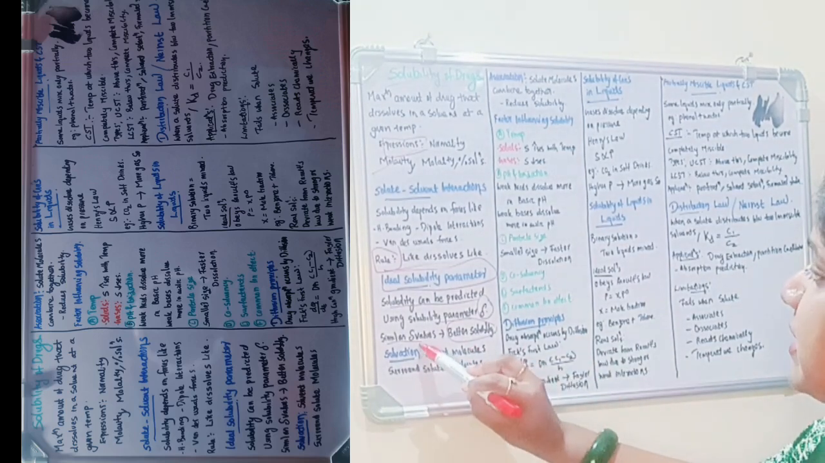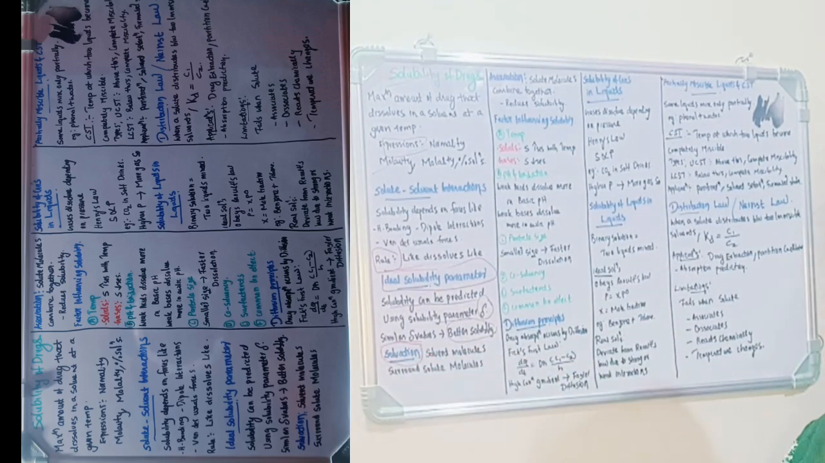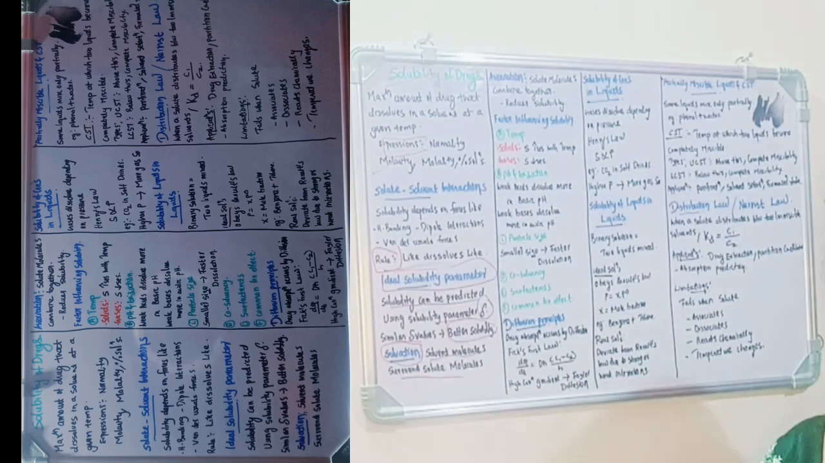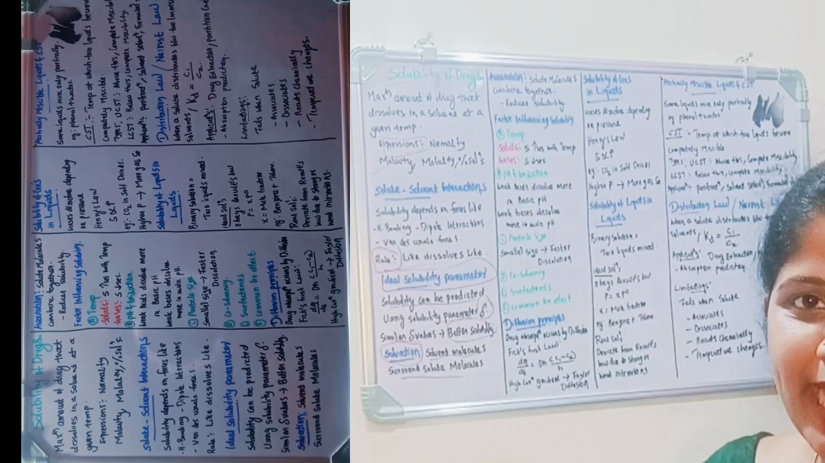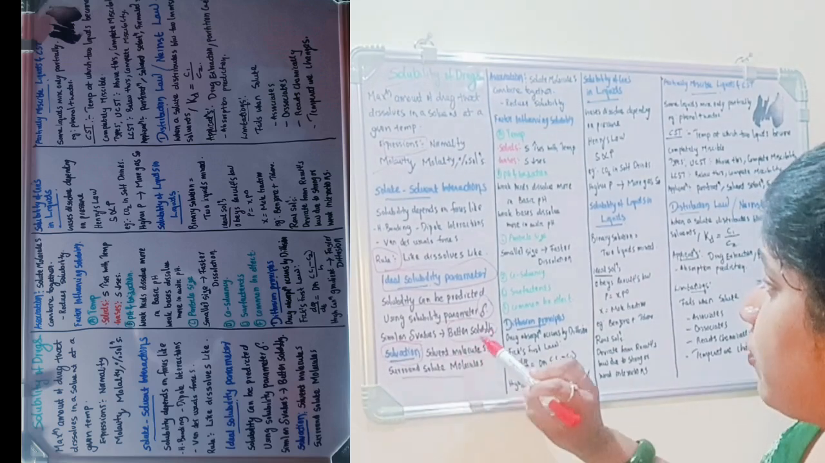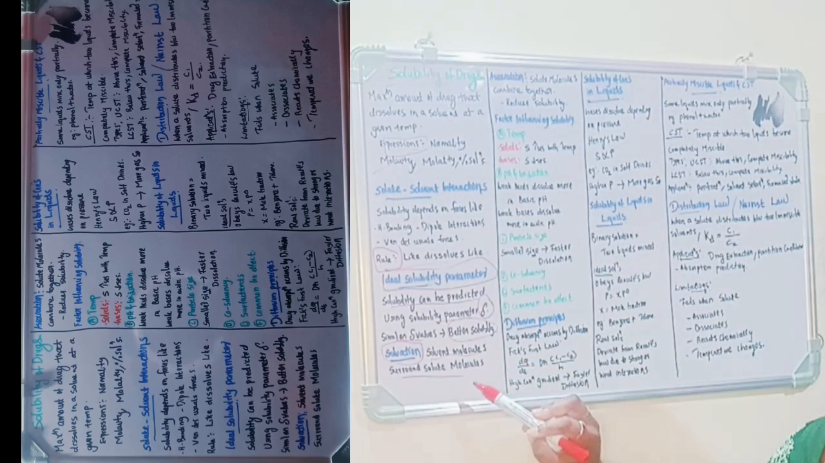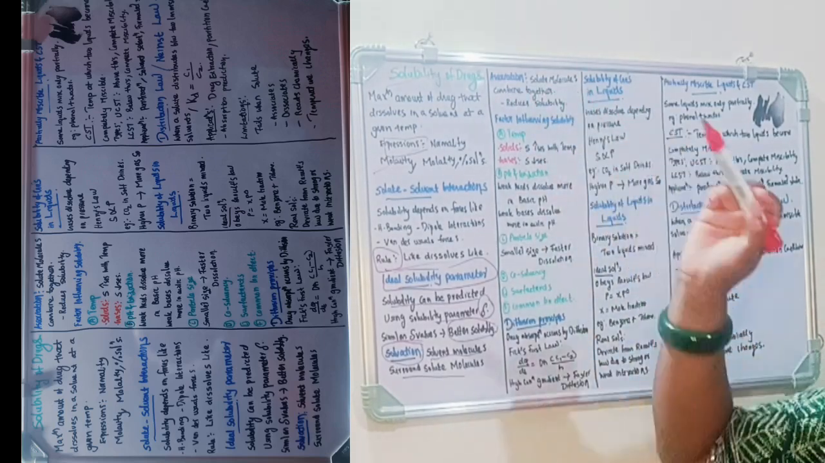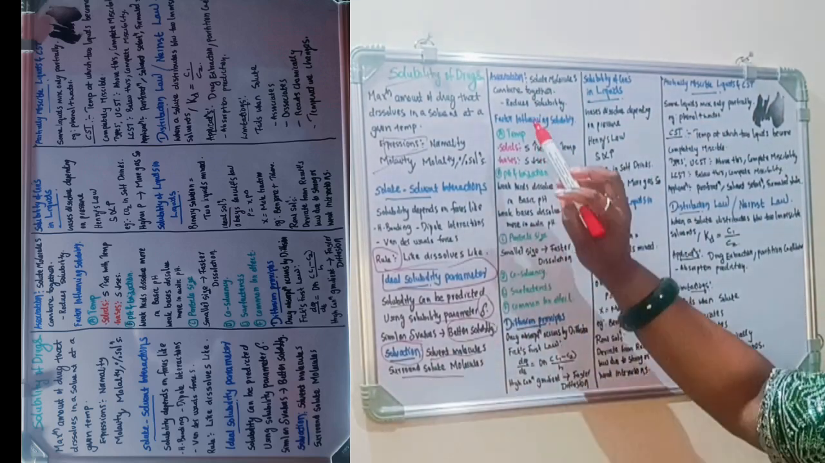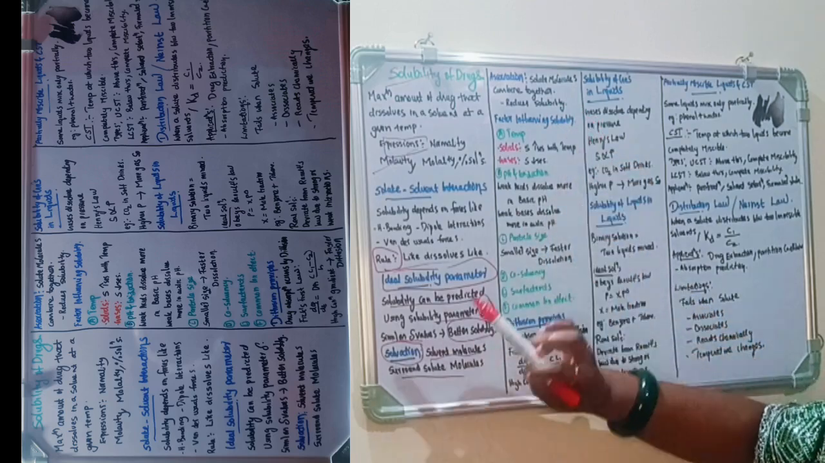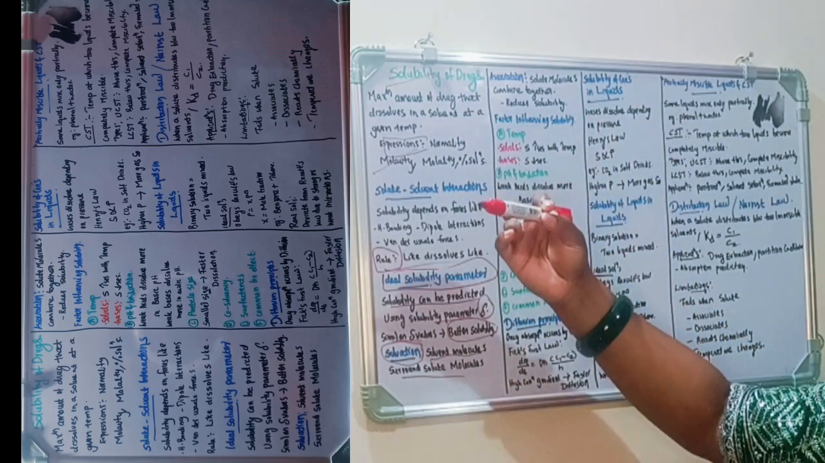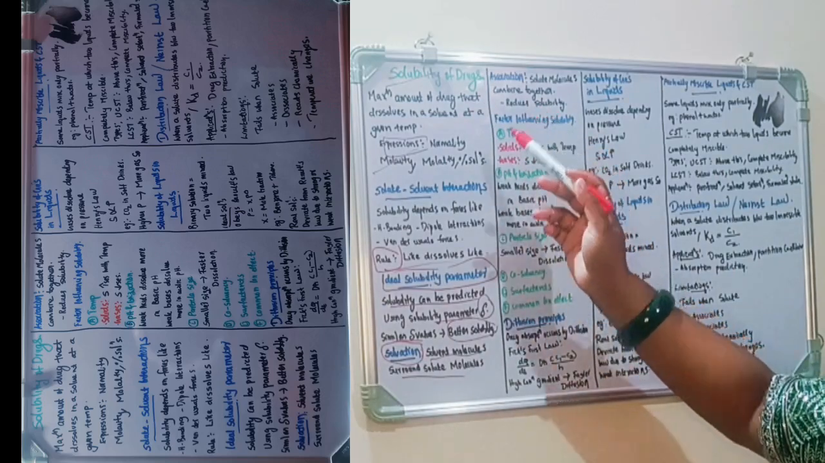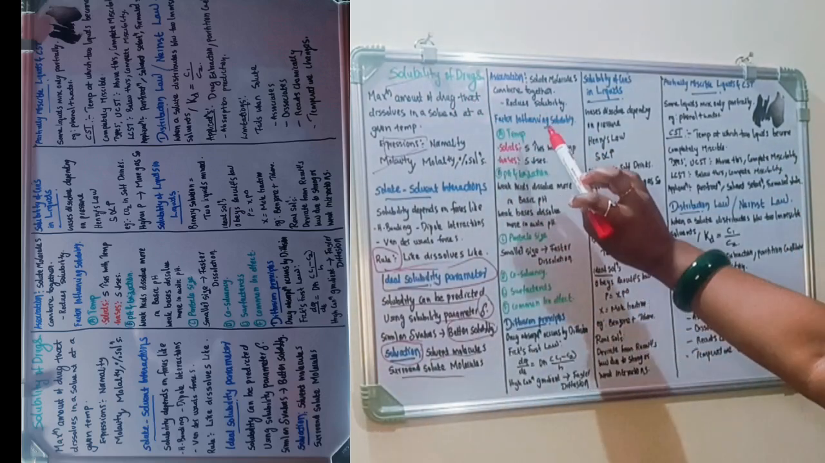Next comes solvation. Solvation means solvent molecules surround the solute molecules. That process is called solvation. Next, what is association? Solute molecules combine together, and that reduces the solubility. Solvation will enhance the solubility, but association, where solute molecules combine together, will reduce the solubility.